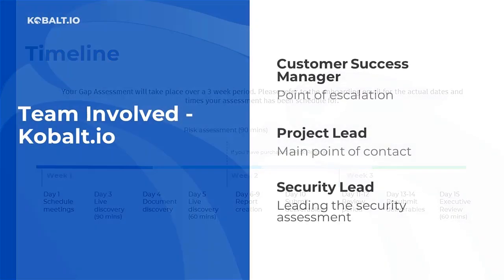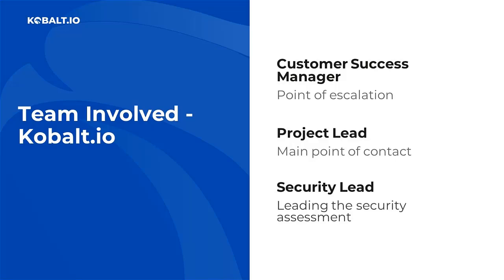Points of contact. Your main point of contact will be the project lead. You will also receive communication from your security lead, who will be leading discovery and creating your report. You may receive written communication from them directly as it relates to discovery or the overall assessment. Your customer success manager will be around to monitor this engagement and be available as a point of escalation.